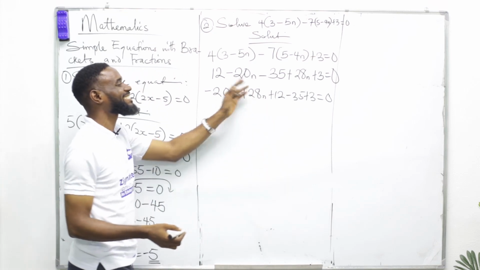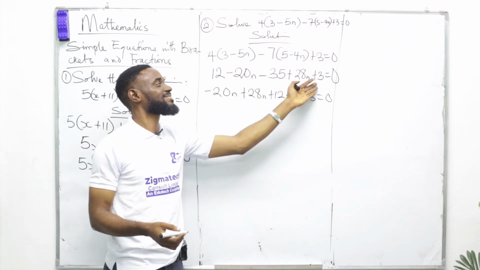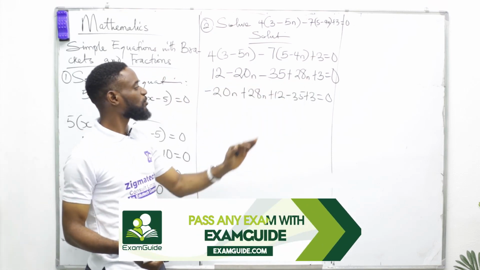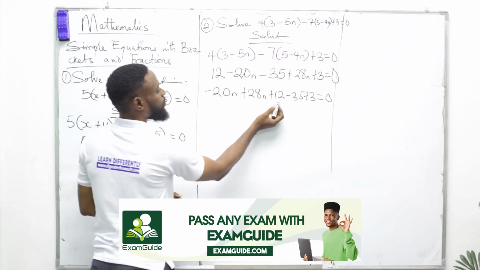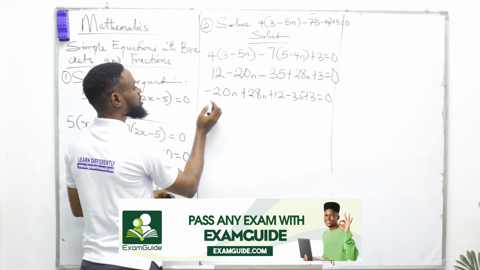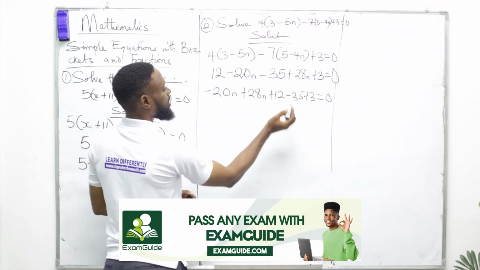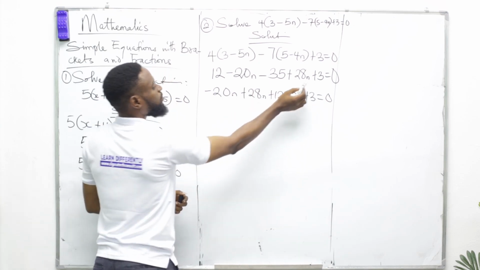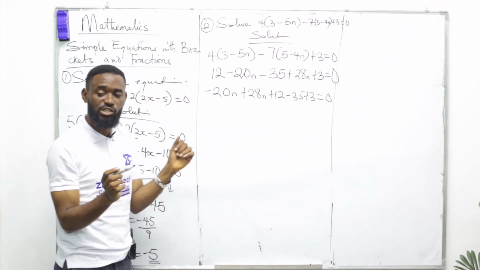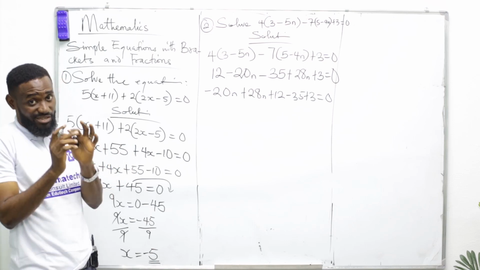I just rearranged what is here. This thing is the same thing as what we have here. If you check, none of the signs changed. Here is plus 12. Look at plus 12 here. This minus 20, this minus 20. Minus 35, this minus 35. Plus 28, this plus 28. Plus 3, this plus 3. So nothing changed. I just wanted a situation where it's simple for you.